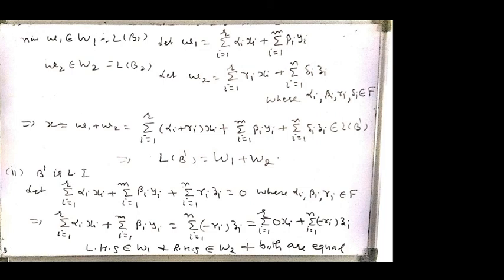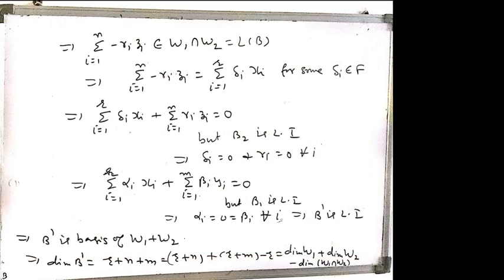So I can write summation minus gamma i zi belongs to W1 intersection W2, which is the linear span of B, because in the first slide we have taken B as a basis of W1 intersection W2. It means summation minus gamma i zi can be written as summation delta i xi, i going from 1 to r, where xi belongs to B, the basis of W1 intersection W2, and delta belongs to F. So it implies summation delta xi plus summation gamma zi equals 0. This is a combination of xi's and zi's.